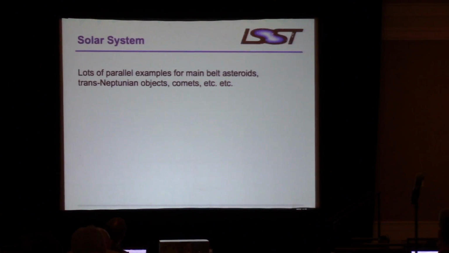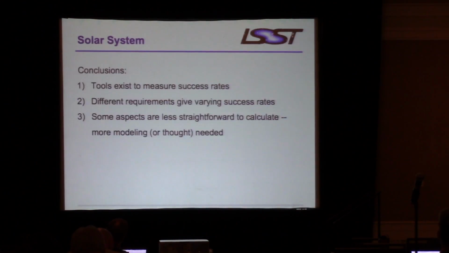There are lots of parallel examples for other parts of the solar system. Here are the conclusions, 3 easy points. Number 1, tools exist to measure some of these success rates. Number 2, different requirements can give different success rates, and that's good to know. And the third is that some aspects that I didn't show you are less straightforward to calculate. These are ones we haven't really implemented yet, and there's some more modeling and maybe some more thought that's needed before we can put those in. Thank you.